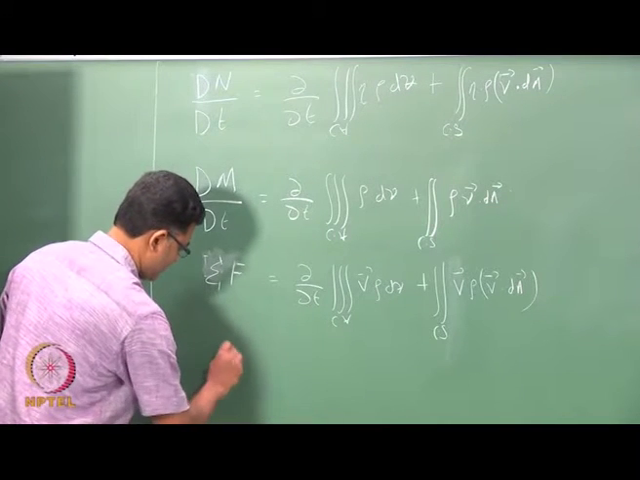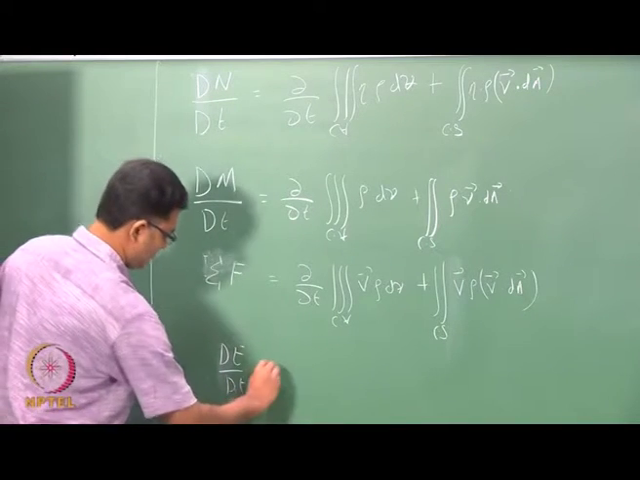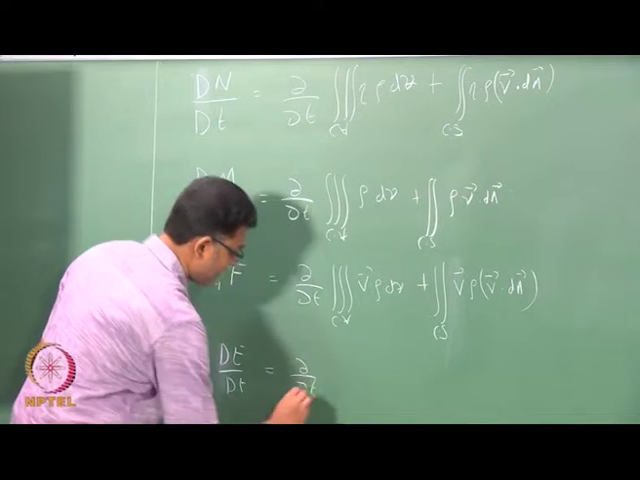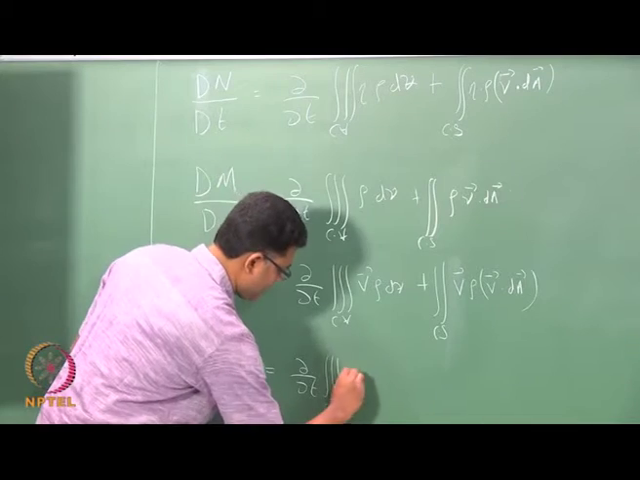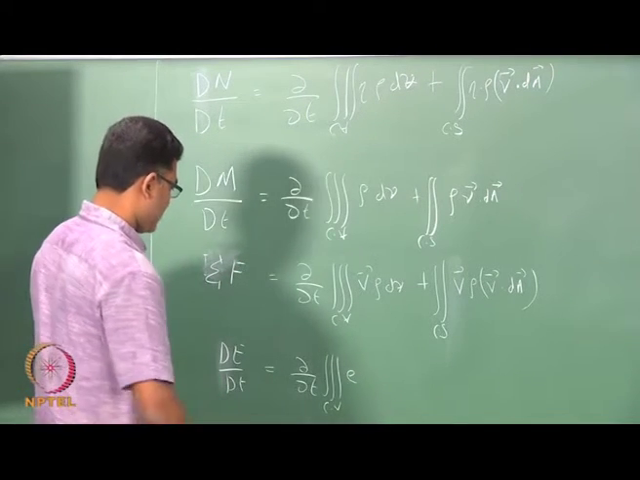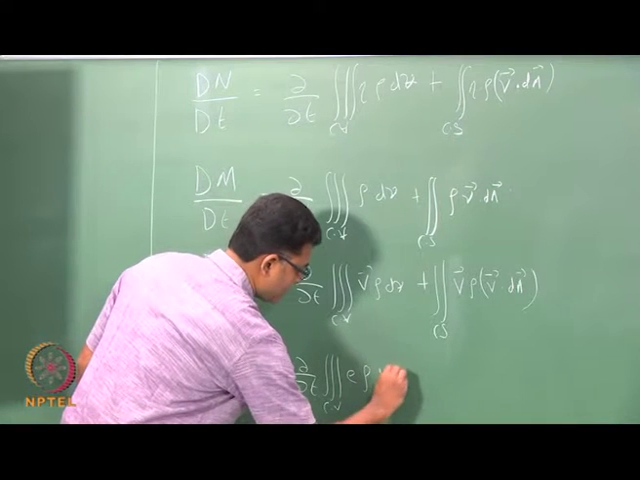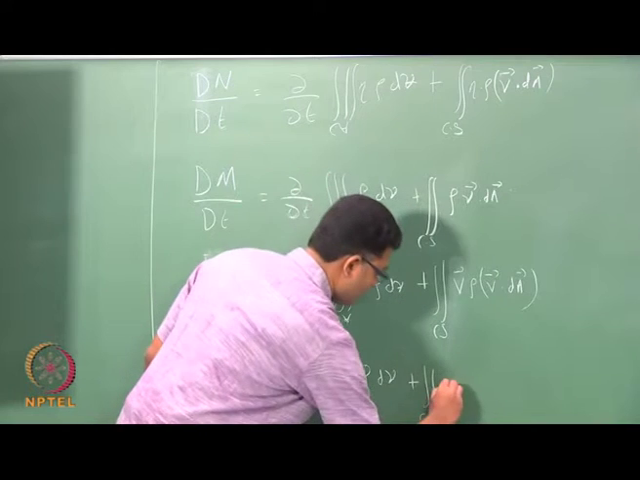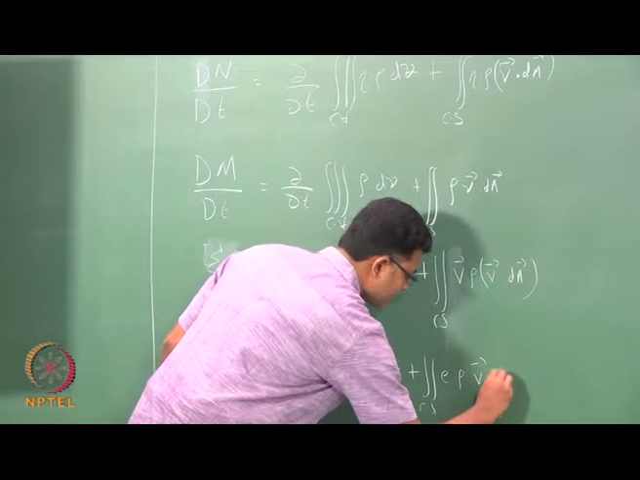we have seen dE by dt as dW by dt: integral over CV of the total energy per mass, rho dV, plus control surface total energy per mass, rho V dot dA.